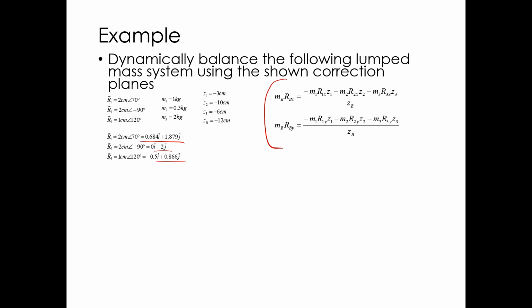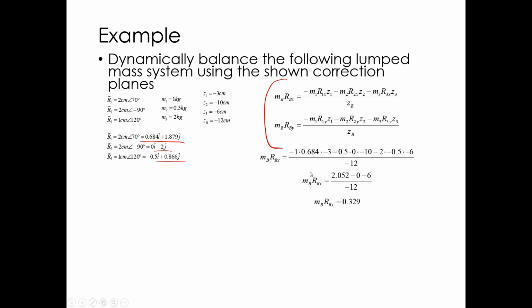Okay, it's a plug and chug. Just as long as you've got your position vectors, your masses, and your Z coordinates, and you've got your signs right on those, it's just a plug and chug. Watch your units on this. You're going to have, in this case, kilogram centimeters. Centimeters are going to cancel out here, so you're going to have kilogram centimeters on the right. You're going to have kilogram centimeters on the left. You've got to be very careful with your units in this.